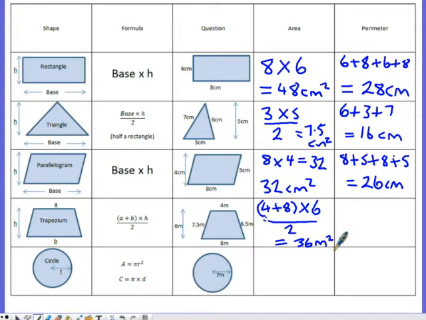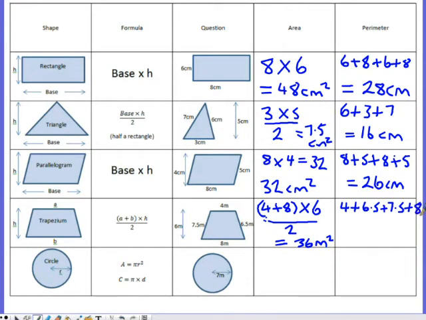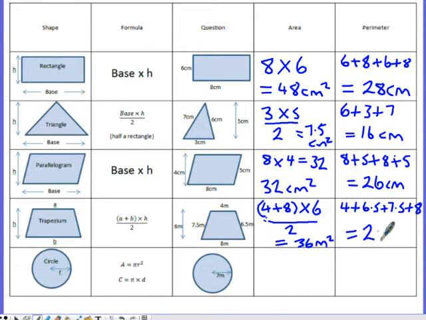The perimeter is just all the sides added together. So we're going to add the 4, the 6.5, the 8, and the 7.5. When you add them together, you're going to get 4 plus 6.5 is 10.5, plus another 7.5 is 18, plus 8 is 26. Just meters.